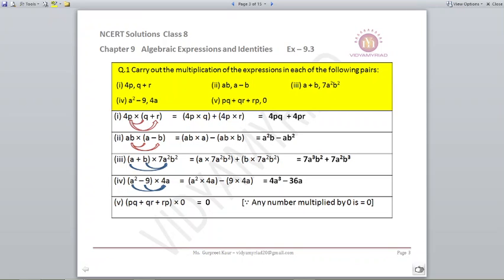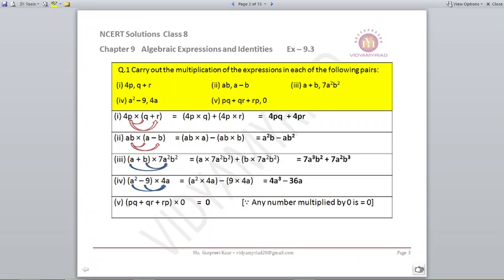Second case, ab multiplied by a minus b. First open the bracket, ab will be multiplied by a. There is a minus sign, so keep the minus sign outside, ab multiplied by b. Now see, ab multiplied by a, there are two a's here. No power is mentioned, which automatically means 1. So a raised to power 2 b minus a b square. In the first case there are 2 a's, in the second case b is 2 times, so we have to write it accordingly.